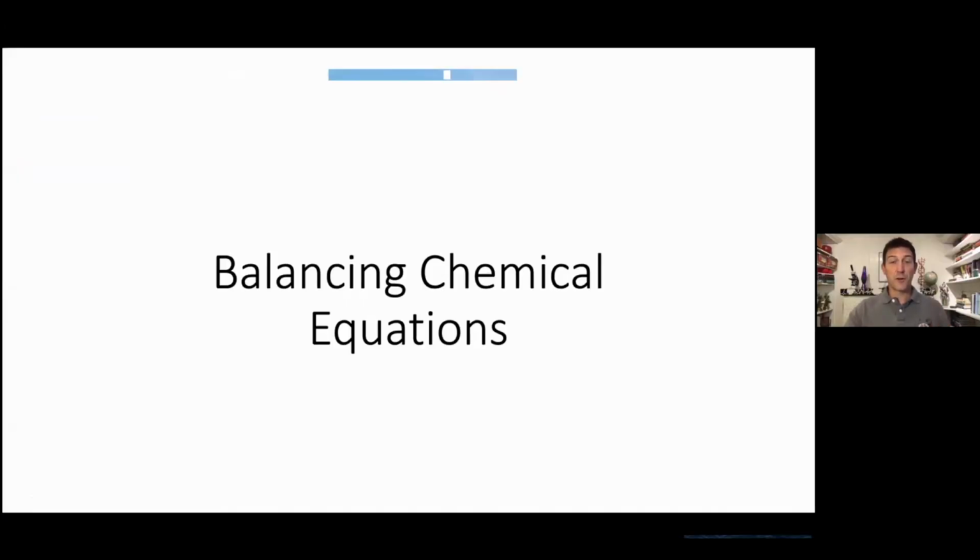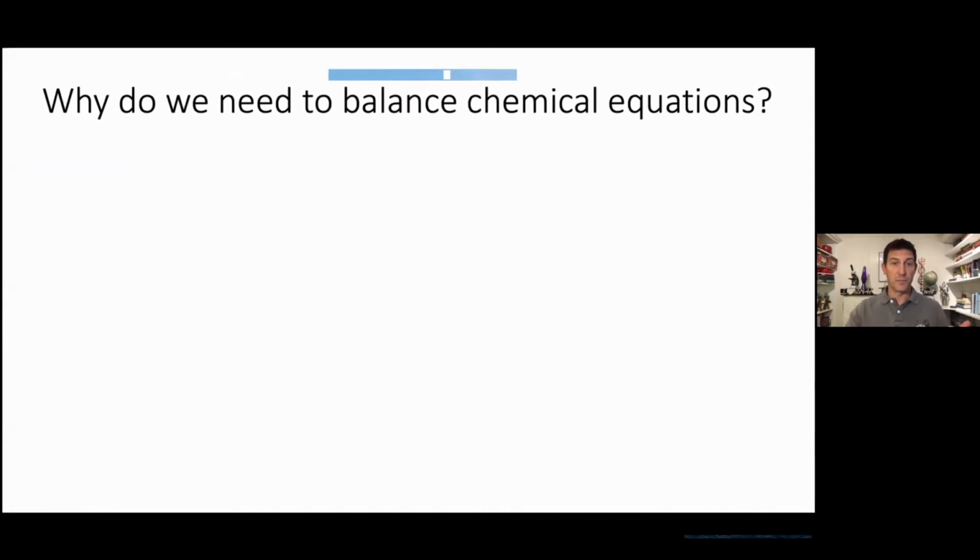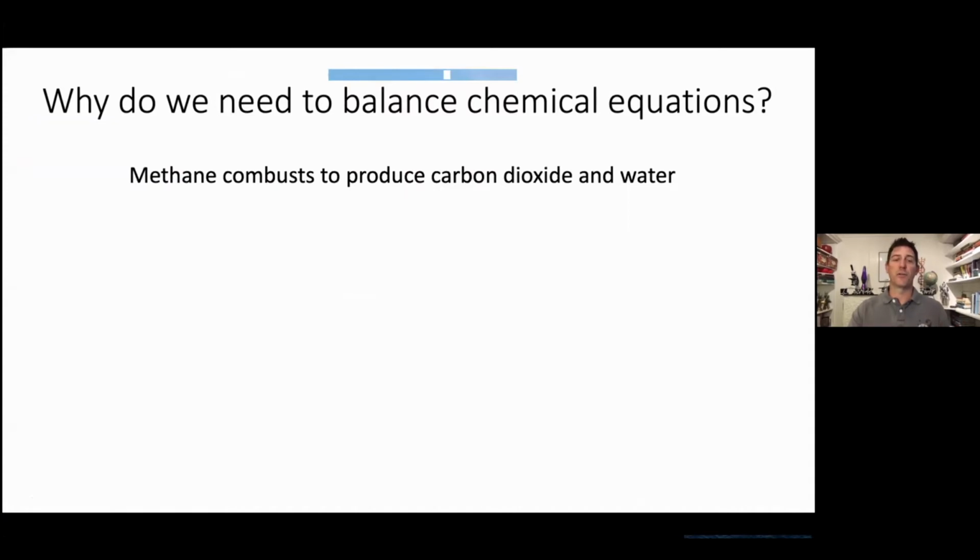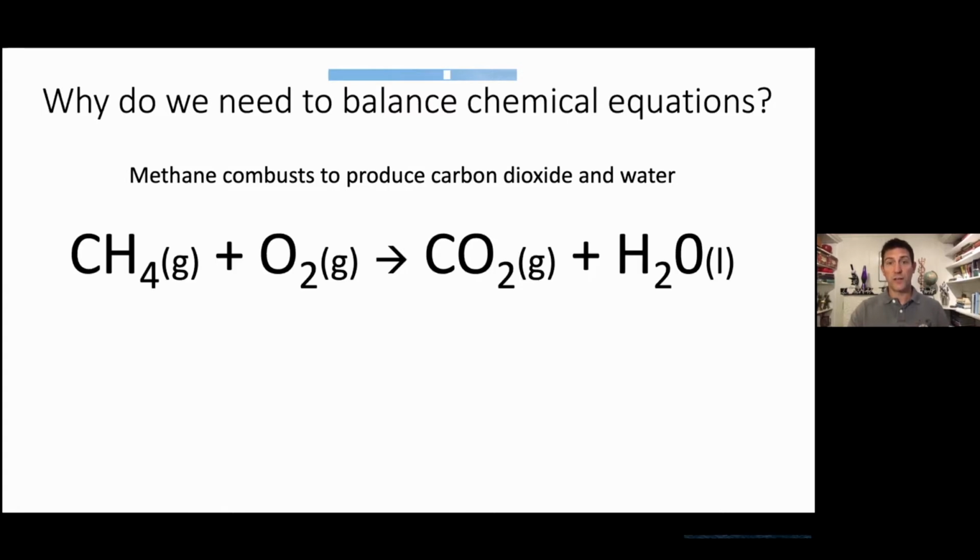For balancing chemical equations, I definitely want to share what I think is the simplest method to be able to do these. But before we get there, it's important that you know, why do we need to balance chemical equations? So I'm going to start with an example. Let's say we have methane and it combusts to produce carbon dioxide and water. Now, if you can't turn that into a chemical equation and then into a balanced chemical equation, you can't do all the other fundamental things you need to be able to do in chemistry. So we've got to be able to turn that into an equation and then into a balanced chemical equation.